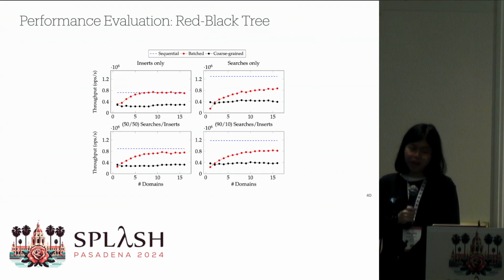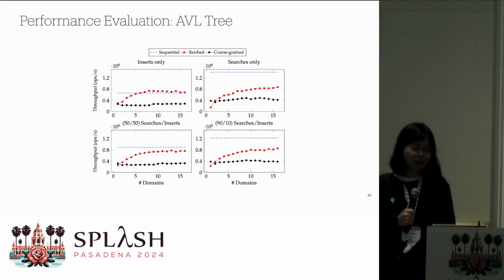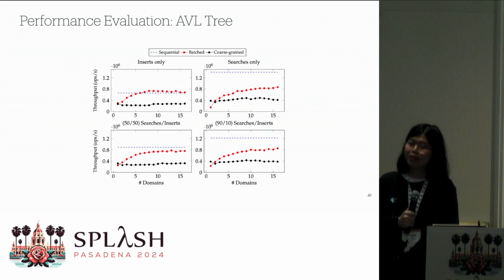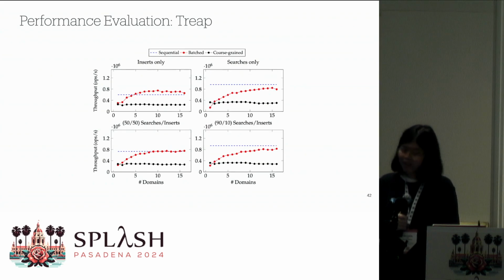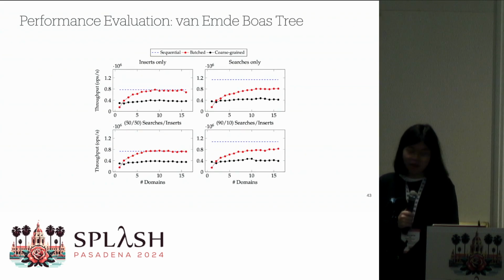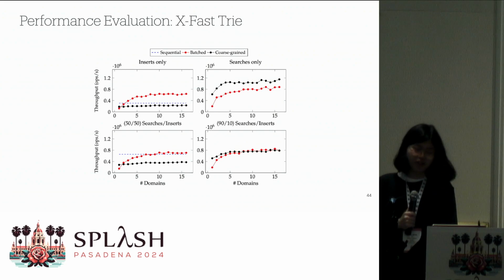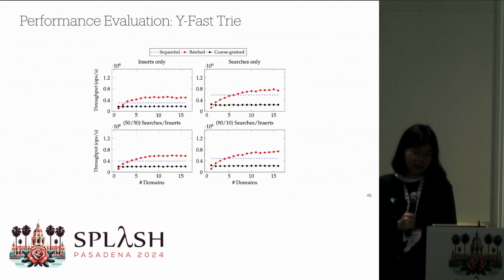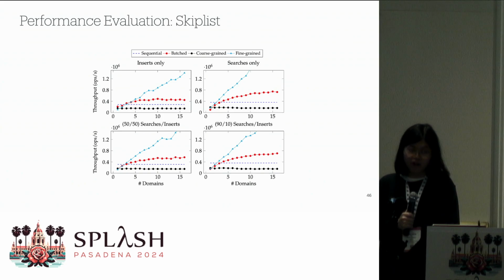And here, just very quickly, some performance graphs for our other data structures: the AVL tree, the trie, the van Emde Boas tree, the XFast trie, the YFast trie. And here we have the result of the skip list, for which we have also benchmarked a fine-grained version. We see that the fine-grained version significantly outperforms our batch version in all workloads. It also scales very well throughout the full number of domains that we tested on.